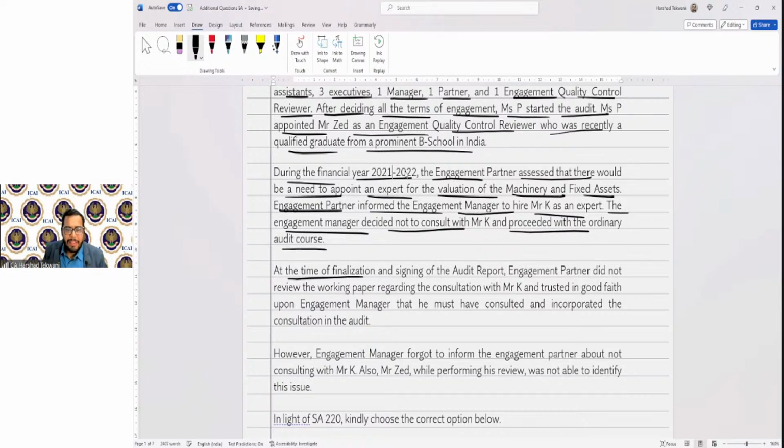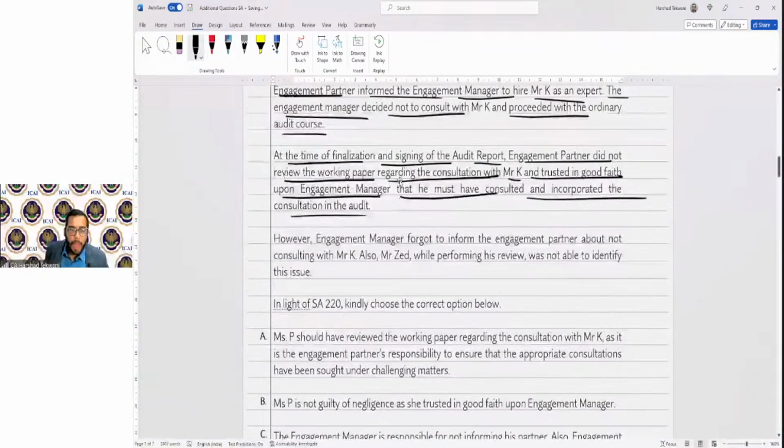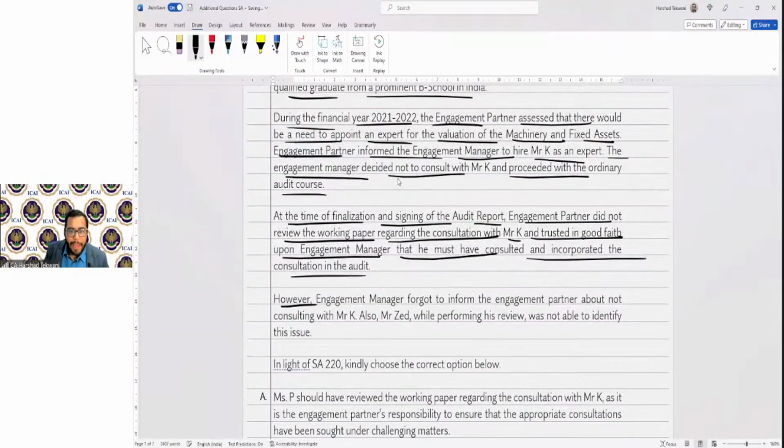At the time of finalization and signing of the audit report, the engagement partner did not review the working paper regarding the consultation with Mr. K and trusted in good faith that the engagement manager must have consulted and incorporated the consultation in the audit report. However, the engagement manager forgot to inform the engagement partner about consulting with Mr. K. Also, Mr. Z, while performing his review, was not able to identify this issue.